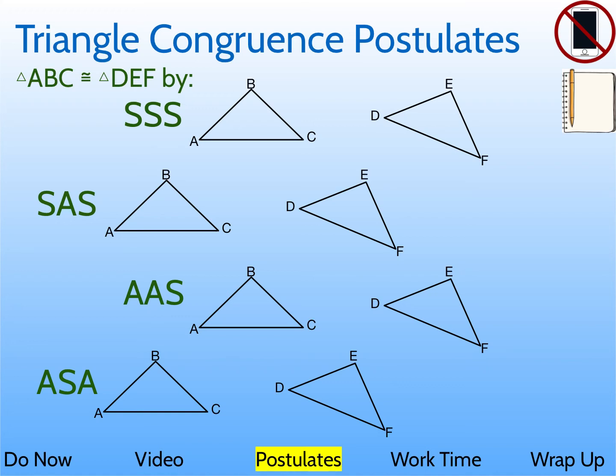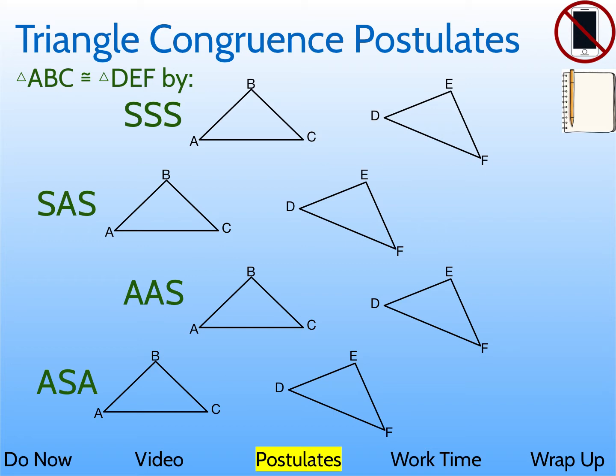Okay, so here are the four main ways you're going to prove triangles congruent. One is side, side, side. Second one is side, angle, side. Then we have angle, angle, side, and angle, side, angle. There's also hypotenuse, leg, but that's only if you're in a right triangle, and it doesn't come up that much. And frankly, I ran out of room on the slide.